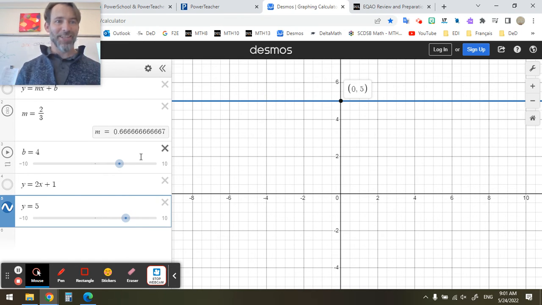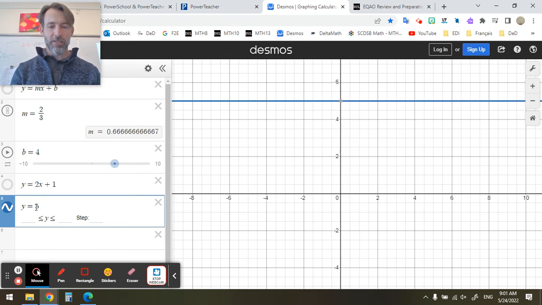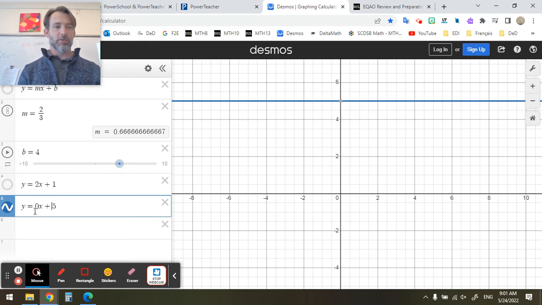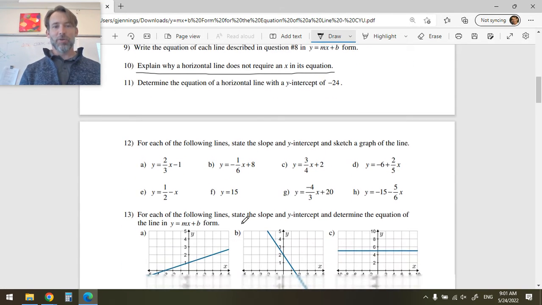Lots of different ways to explain that. One of them is that I do have an x there. y is equal to 0 times x plus 5. So 0 is the slope. It rises 0 as it runs whatever it wants. As it runs 1, it rises 0. So there is an x there, but it's being multiplied by 0. That's how I would explain it. You may want to find your own explanation. And then let's keep going.